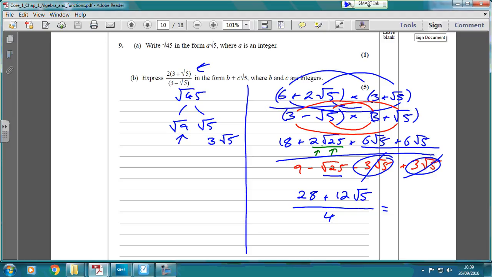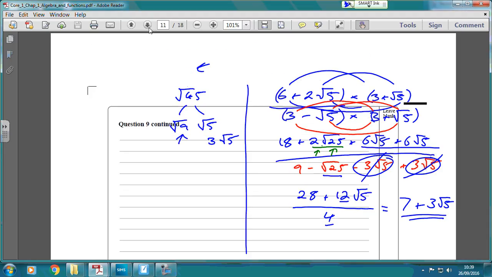Then we simplify. So 28 divided by 4 is 7, 12 divided by 4 is 3. It's going to be 7 plus 3 root 5. Now remember, we don't do the square root of 5 divided by 4, it's just the number divided by the number. And that's how that works. So 6 big marks there. And when you think that you only need to get, what, 25 marks, that's a quarter of the grade just on question 9.